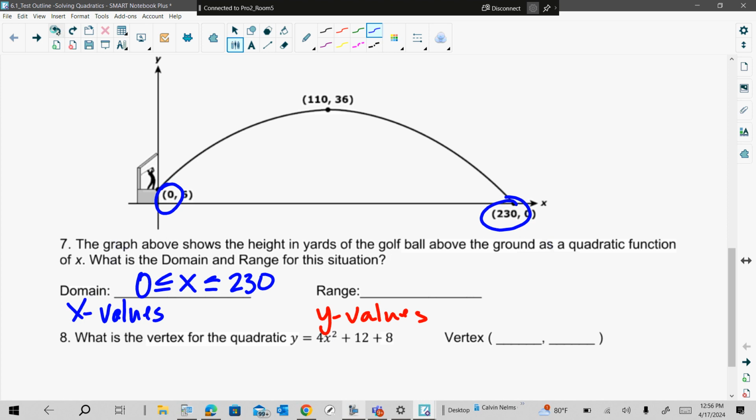What about the y? Where are the y values? 0 is less than or equal to y, which is less than or equal to 36. The highest you could get is what? It's the 36. This is our y right there, and this is the lowest y. So 0 is less than or equal to y, which is less than or equal to 36.